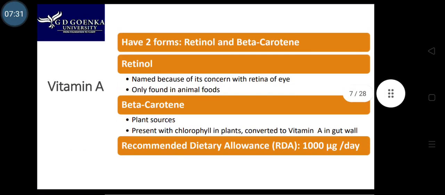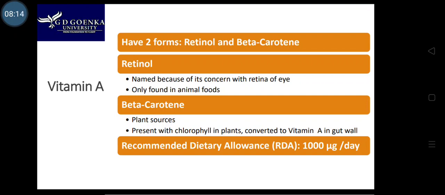Okay, so vitamin A, now let's know. There are two forms of vitamin A: one is retinol and the second is beta carotene. Retinol, this kind of vitamin A, is derived from animal foods, and beta carotene is derived from plant foods. The retinol is named because of its concern with the retina of the eyes. And beta carotene is basically present with the chlorophyll in plants, found in the chloroplast of the plant.